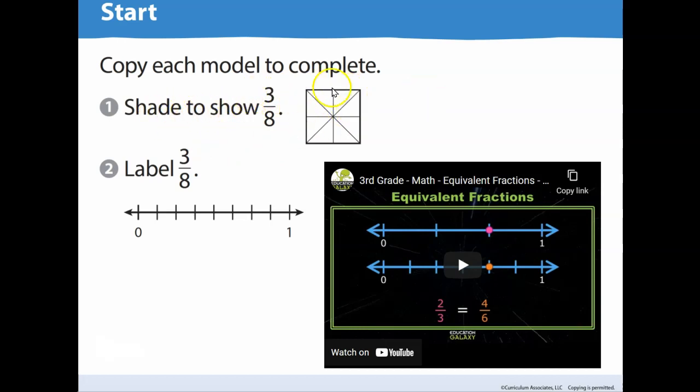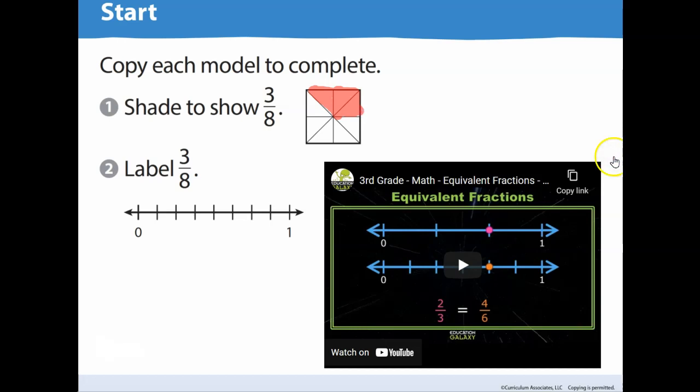to show 3/8. So if I have this square that's divided equally, okay? There's 8 sections altogether, right? It says 3/8, okay? This is going to tell me how many I'm going to shade in. So how many am I going to shade in? 3. So I could just do this. That represents 3/8 when I shade everything in, okay?